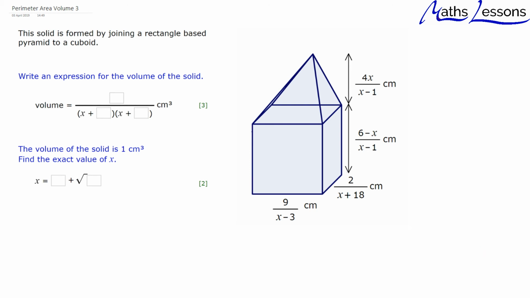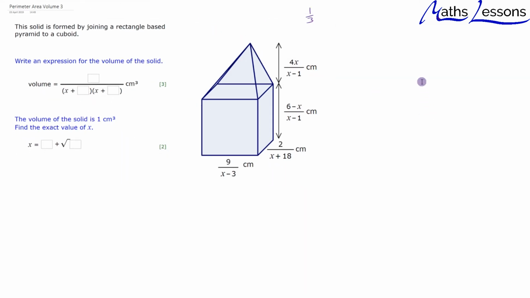Right, so on this question we want to write down an expression for the volume. Now we know the volume of a pyramid is a third. Actually, I'm just going to give myself a bit more space by zooming out. So we know the volume is equal to a third times the base area. So it's times 9 over x minus 3 times 2 over x plus 18. Times by the height, 4x over x minus 1.